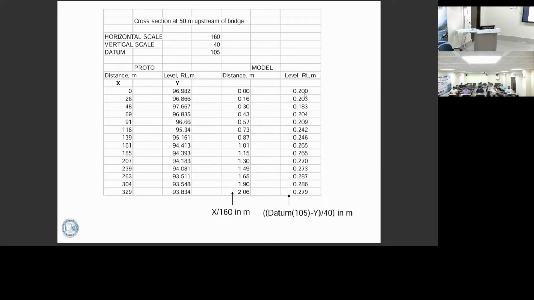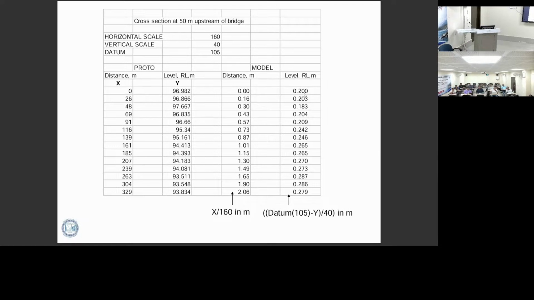See, this is the cross section actually, and this is the datum. This is 105, as per mine. So you put a thread here, a nylon thread. This line is 105. So here, as I told you, this is 20 centimeters, meaning from here it is 20 centimeters. How has this come? Because suppose 96 is your bed level and 105 is the datum. This is 105, this is 96.